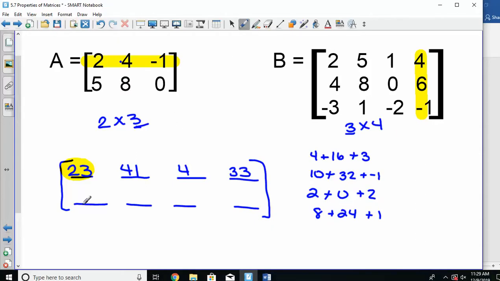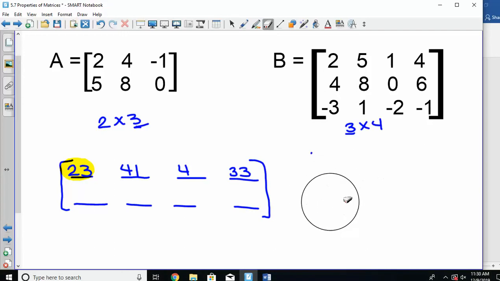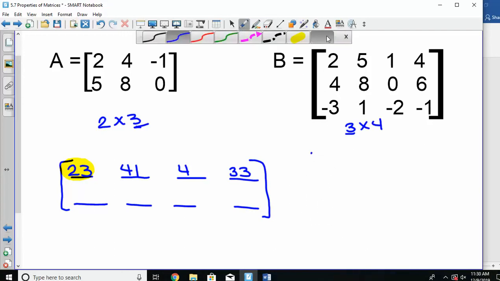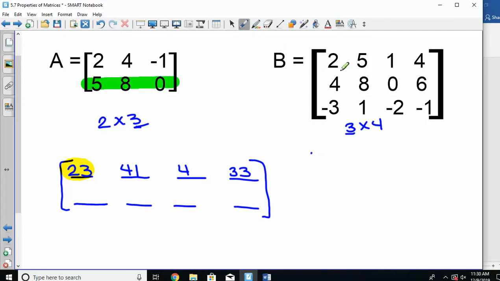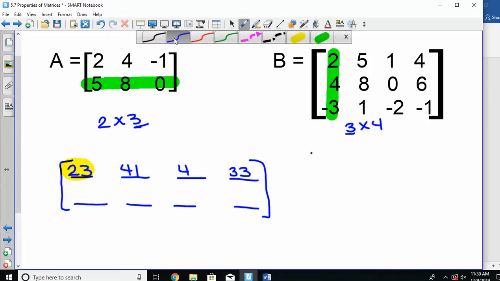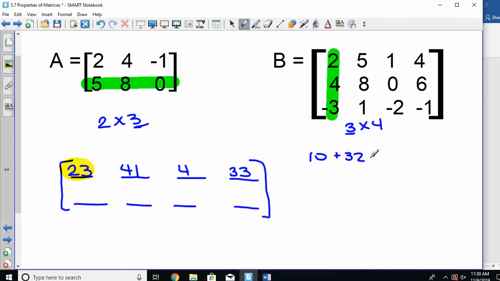The next number I need is row 2, column 1. So that means I have to take row 2 times column 1. 5 times 2 is 10. 8 times 4 is 32. 0 times negative 3 is 0. And I get a 42.